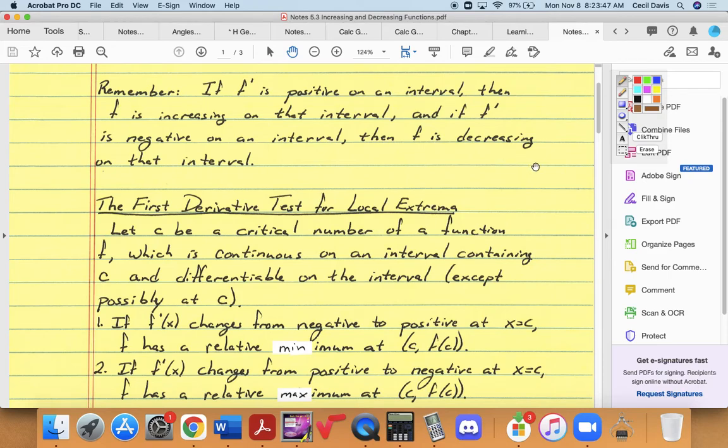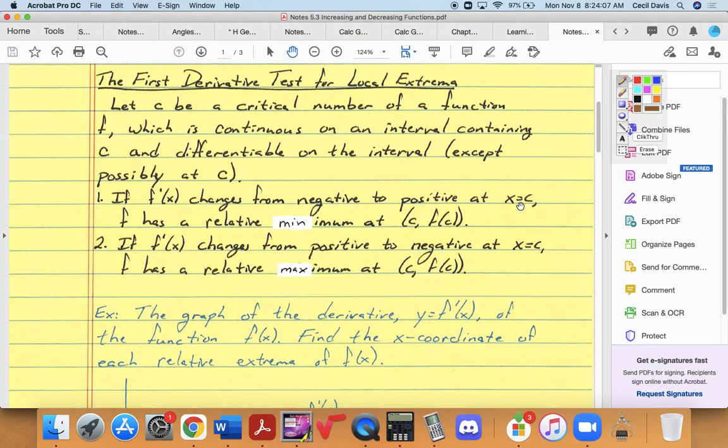Just as a reminder of what we've done before, if f prime is positive on an interval, then f is increasing on that interval. And if f prime is negative on an interval, then f is decreasing on that interval. So this gives us the first derivative test for local extrema. And you already did some of this on the weekend's assignment.